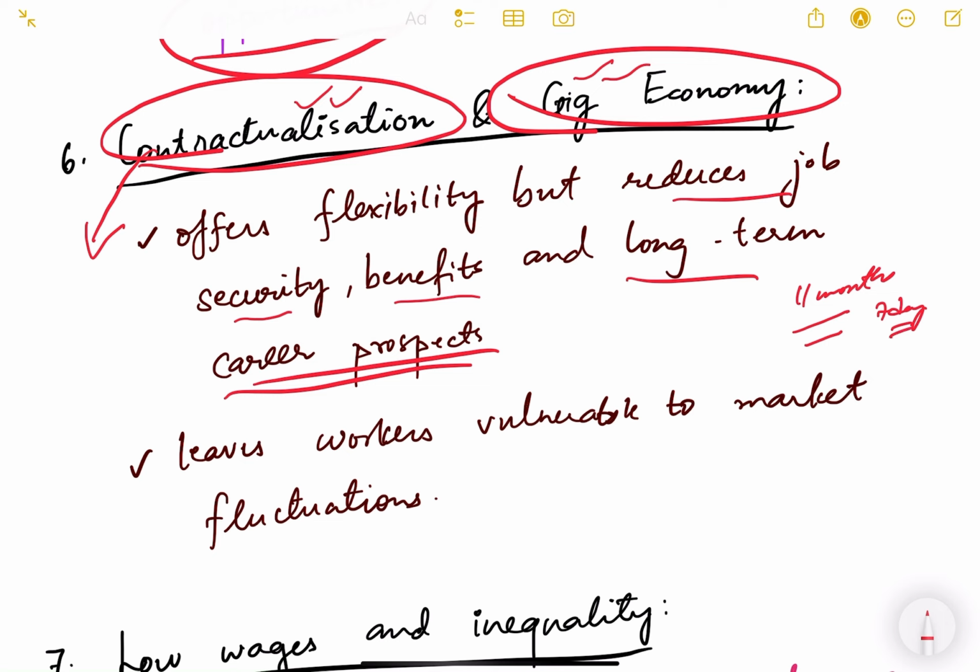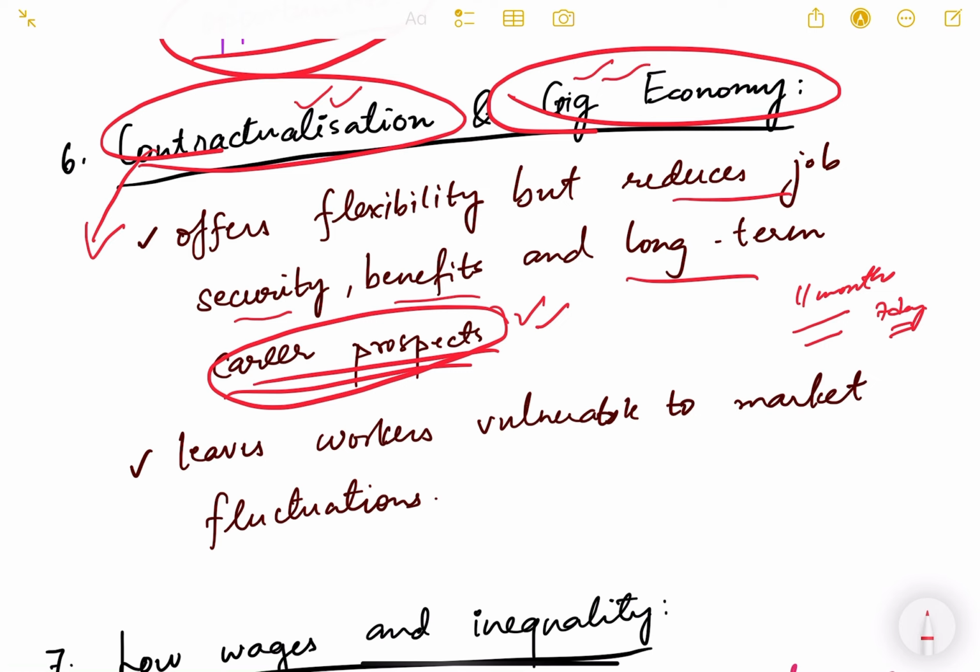So contractualization has given flexibility to the employers, but it has reduced job security, benefits, and long-term career prospects. It also doesn't give any long-term career prospects to our candidates, to our people, because it is a short-term kind of job.